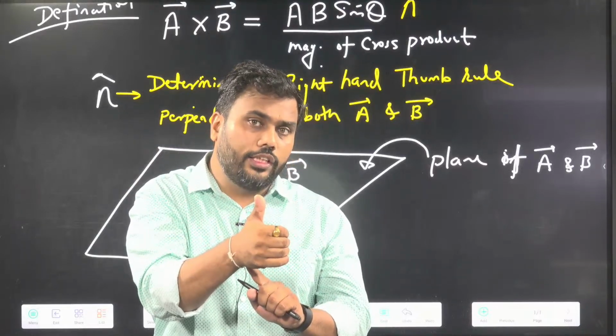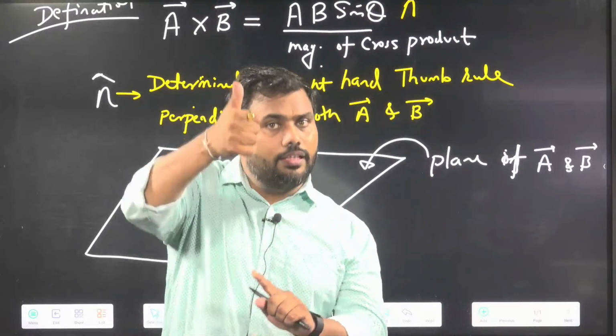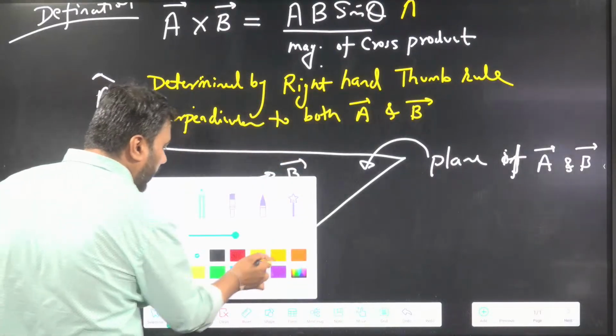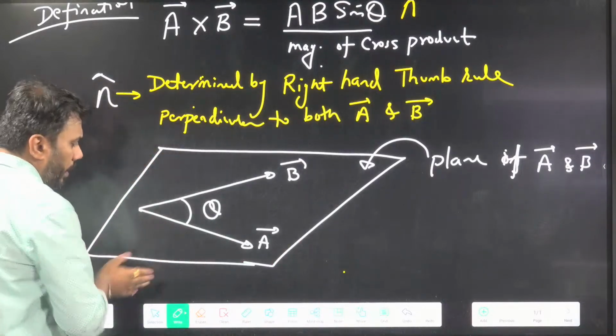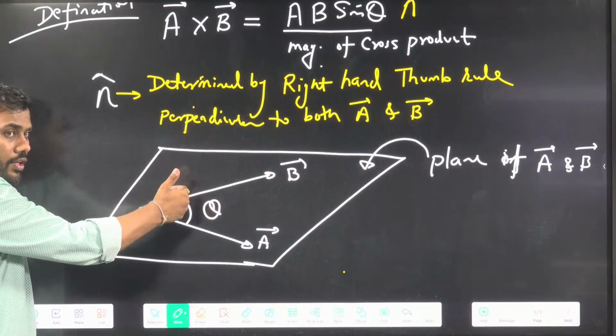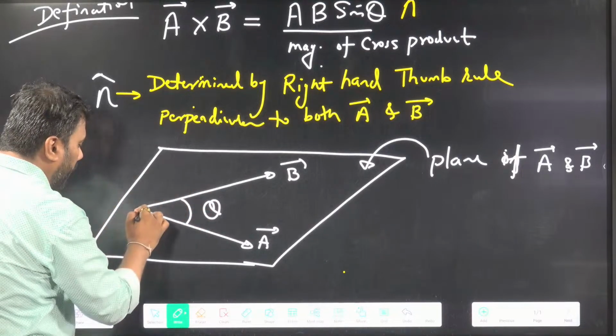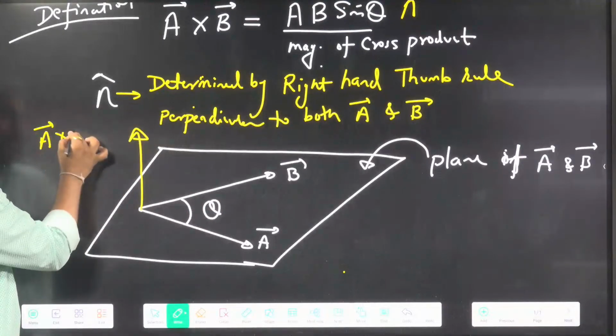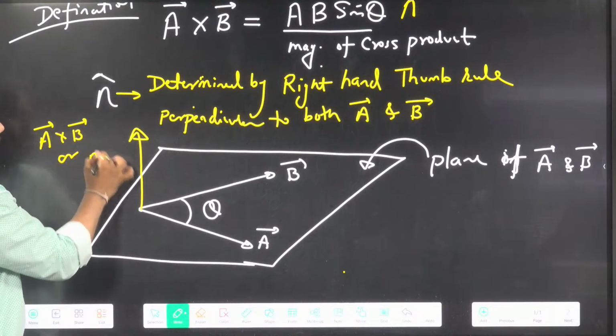Curl the fingers in the direction of the second vector. The thumb gives you the direction of the cross product. So let me first draw it here, then I will again explain the cross product direction. If I keep the fingers of my right hand in the direction of the first vector and curl them in the direction of the second, then my thumb gives the direction of the cross product. This is the direction of A cross B, or the direction of n cap.